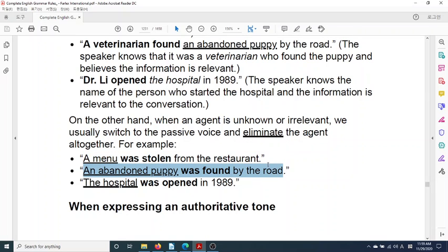An abandoned puppy was found by the road. If you don't know who found it, it doesn't make sense to say an abandoned puppy was found by a person by the road, right? That would just be redundant. The hospital was opened in 1989. If you didn't know who opened it, there's no reason to say the hospital was opened by a doctor in 1989. Of course it was opened by a doctor. Who else would open it, right?